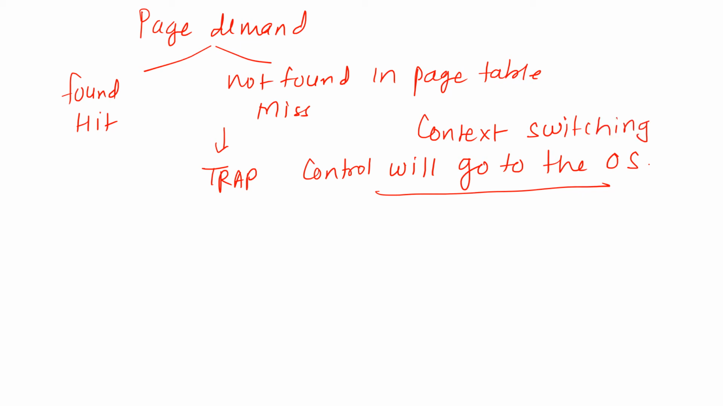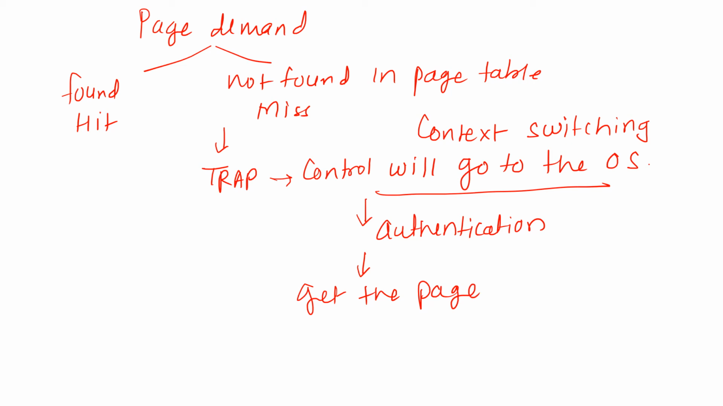After that, what will the operating system do? It will do the authentication for security check, and then it will get the required page from secondary memory and copy it to the main memory.